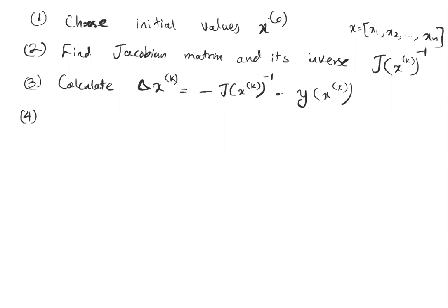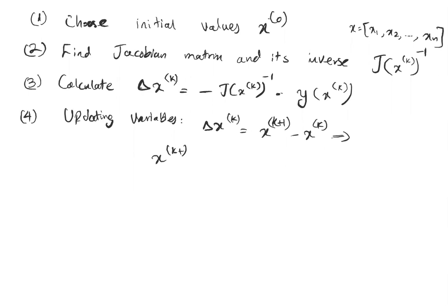The next step is updating variables using step 3. So delta x at iteration k means the difference between iteration k plus 1 and iteration k. So the value of your variables at iteration k plus 1 is equal to the value of the variables at iteration k plus delta x at iteration k.